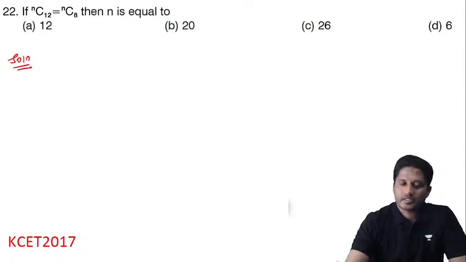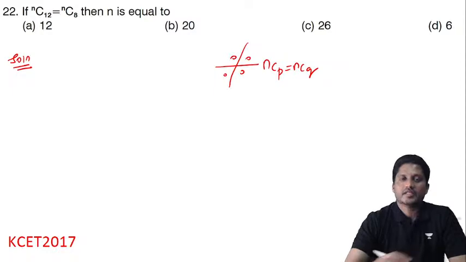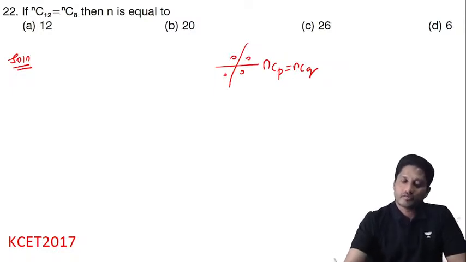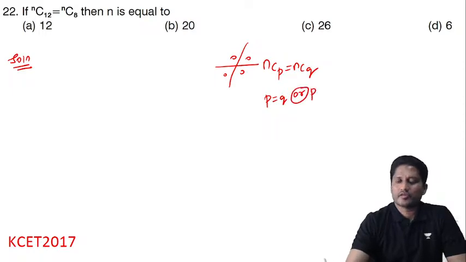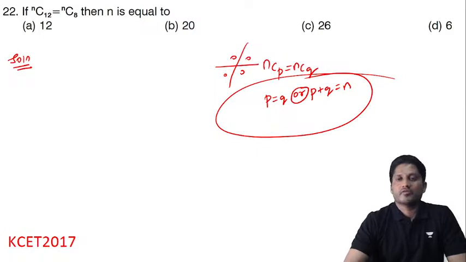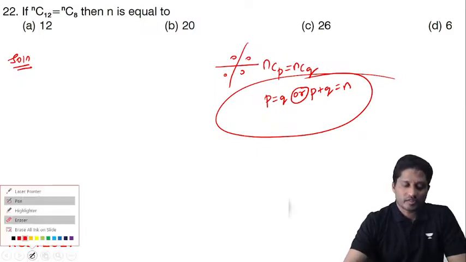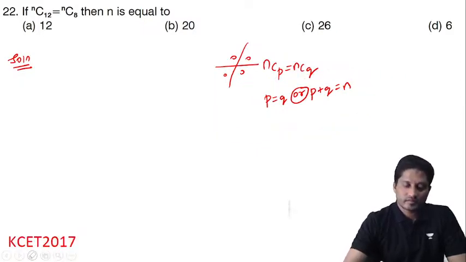Suppose you have nCp is equal to nCq. This is a standard result, remember it as it is: nCp is equal to nCq, either p is equal to q or p plus q is equal to n. You can prove it using complementary combination, no problem. Either p equal to q or p plus q equal to n.